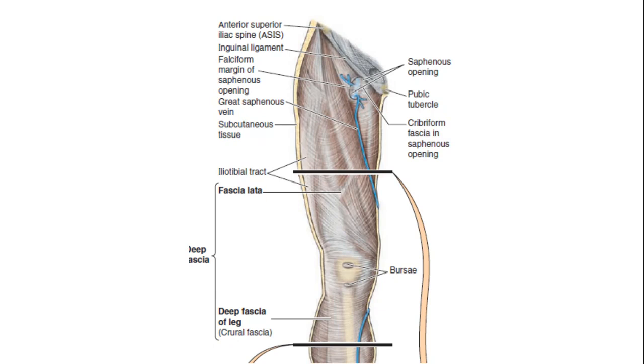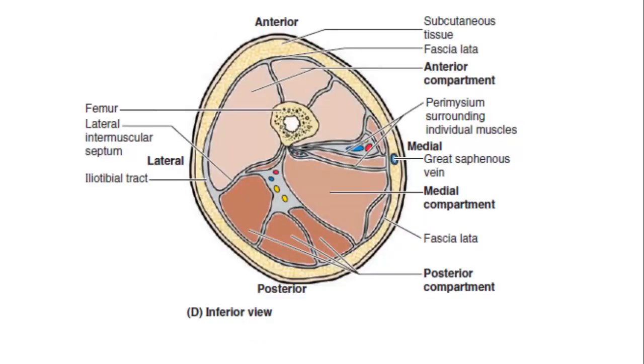Now, in this slide is shown the thigh covered by the deep fascia, and here is a black line marking a cross section. When we cut at this level, we see this cross section. Why have I shown you this? Because we should learn about cross sections. In this cross section, this is anterior, this is posterior, and this is the anterior compartment, this is the medial compartment, and this is the posterior compartment.